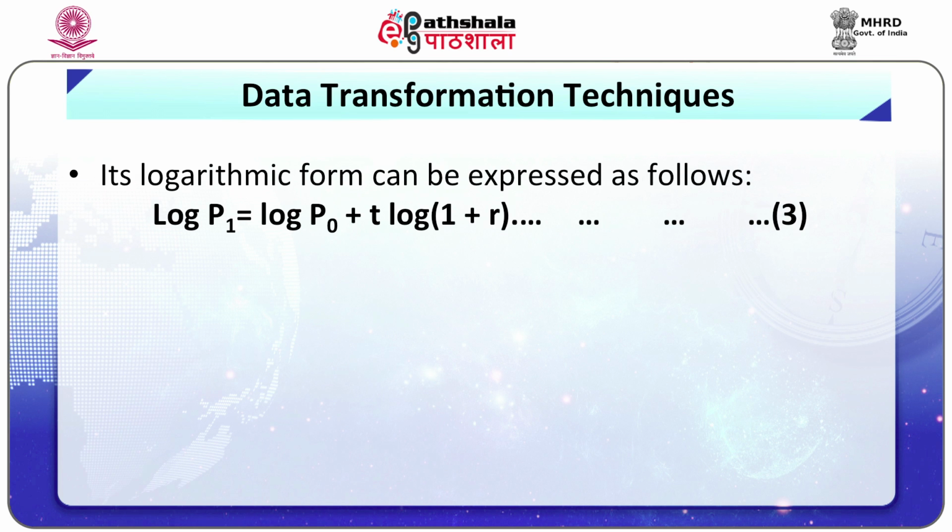Its logarithmic form can be expressed as follows: log P1 = log P0 + T log (1 + R). In this form, log P1 is a function of T. Note that T follows a simple scale and population is in log transformed form, as shown in figure 2.